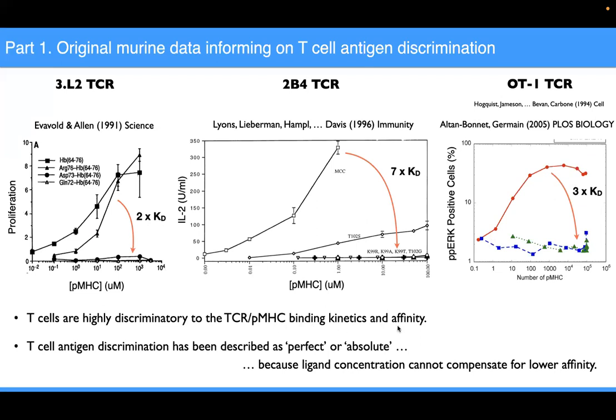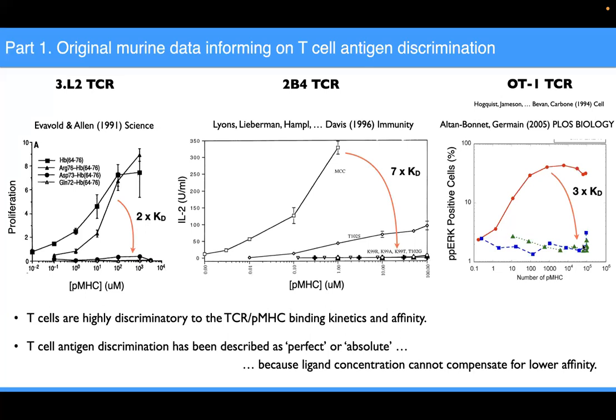And so as a result, what people concluded was that T cells are highly discriminatory to the TCR peptide MHC binding kinetics or affinity, so that these self-antigens that the T cells recognize in the thymus must be binding with just a slightly lower affinity. But that slightly lower affinity, even 3-fold lower affinity, is enough to not allow the T cell to become activated to your own normal tissues.